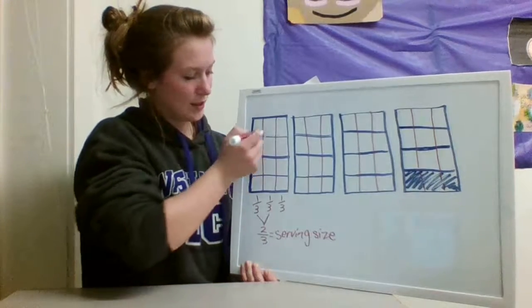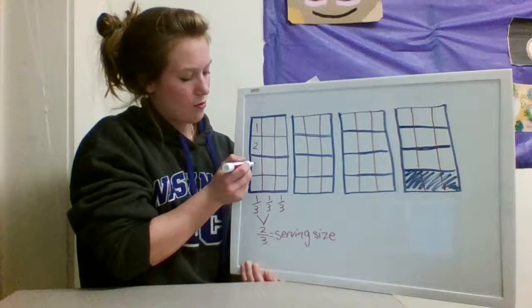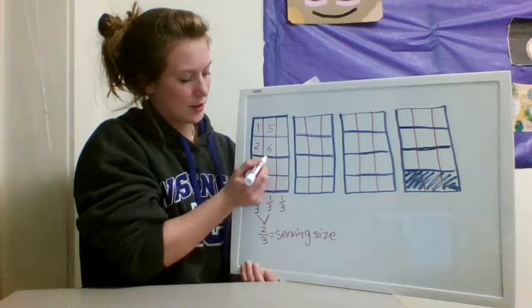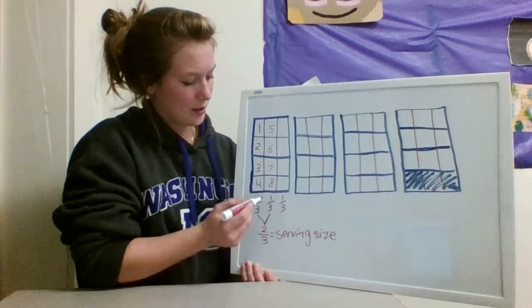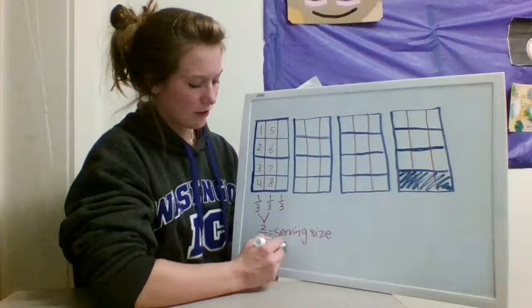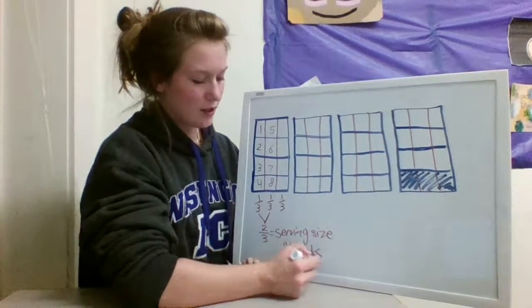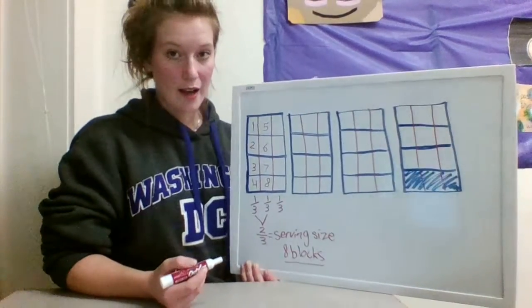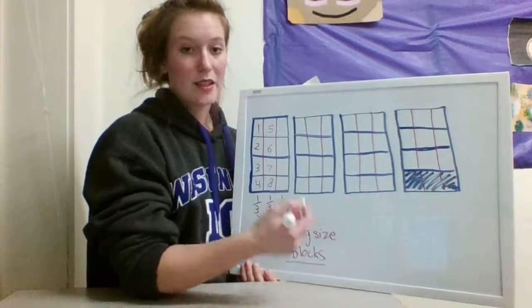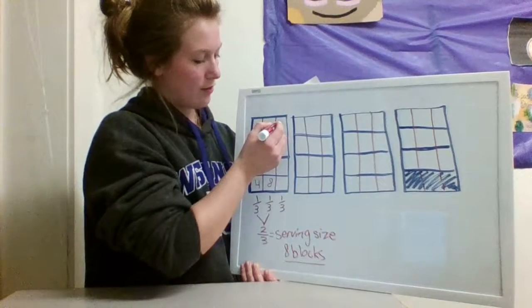So we know that this and this equals 2/3. Let's count those blocks. 1, 2, 3, 4, 5, 6, 7, and 8. All right, so now we know that there are 8 blocks in 1 serving size, or 2/3. So now to figure out how many servings we have, we just need to keep counting our blocks to 8, and then starting over when we get to 8, because that'll show how many 2/3 servings we have.